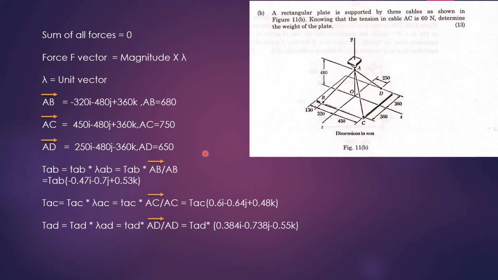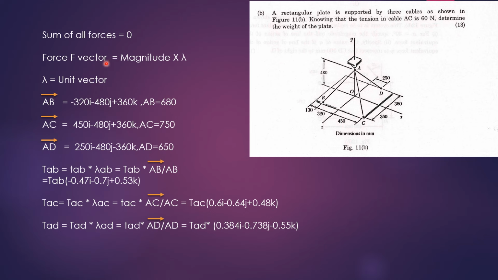What we can do now is move to vector mechanics. In vector mechanics, the sum of all forces is equal to 0 because it's in equilibrium condition. If you want to read in detail about vector mechanics and how to solve these three-dimensional forces, you can study the Beer and Johnston book. But as of now, I will help you understand this force vector.